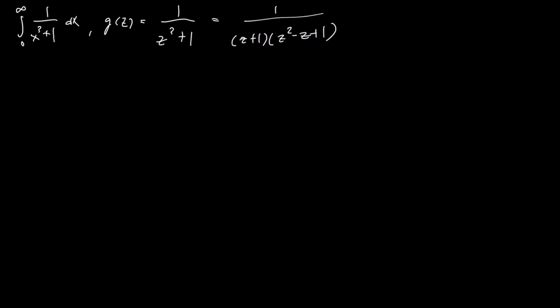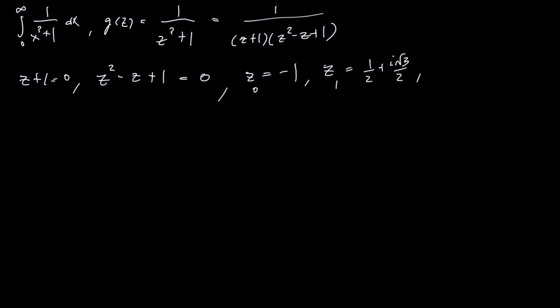And we're going to set the denominator equal to 0. So that means that z plus 1 equals 0, and z squared minus z plus 1 is also equal to 0. Solving for z, we have z equals -1. And using the quadratic formula or completing the square, solving that trinomial, we have z1 equals 1/2 plus i times the square root of 3 over 2, and z2 equals 1/2 minus i times the square root of 3 over 2.